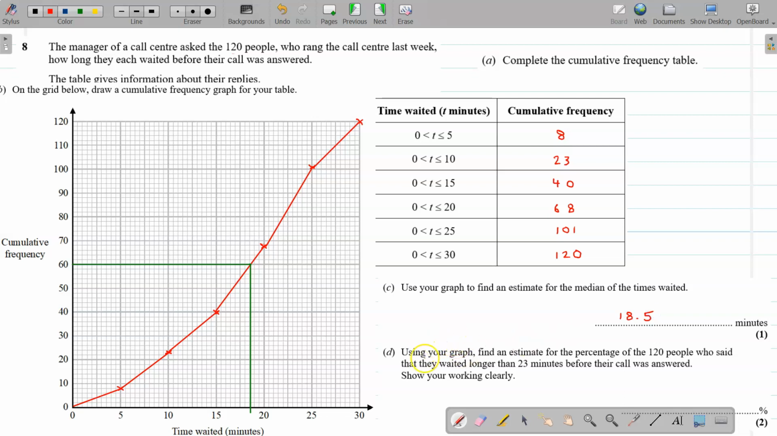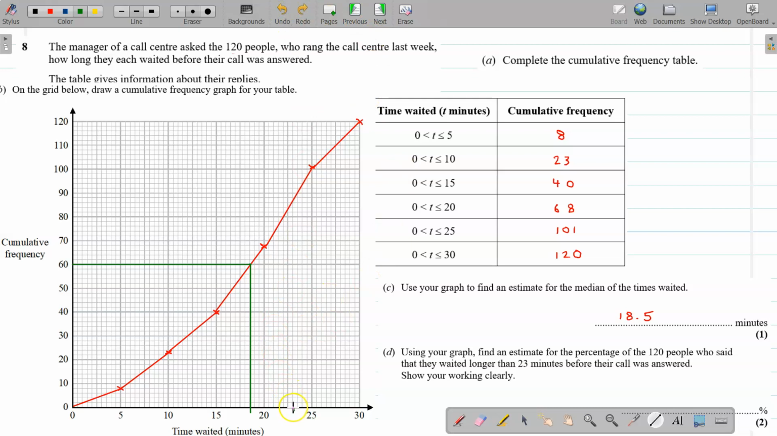Okay, and in part D, we've got to kind of do this in reverse. We've got to find the percentage of people who said they waited longer than 23 minutes. Okay, so what I'm going to do is find 23 minutes, that's 22.5, that's 23 there. Put a little mark, take a line from there up to the graph. Okay, that's slightly off, but I'll just do that one again.